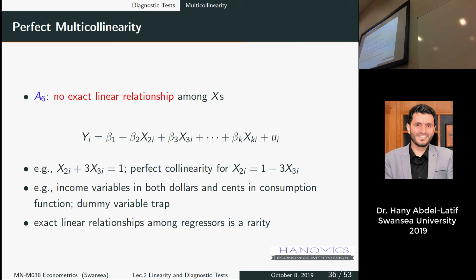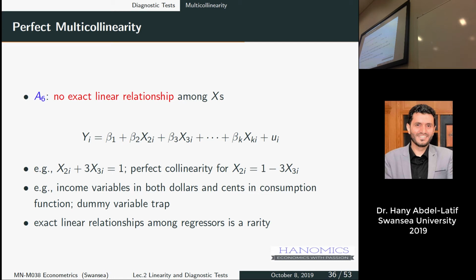Just a silly example: if you put the income variable twice, measured in dollars and measured in cents, it's the same variable. Or what I was talking about 2 minutes ago, what we call the dummy variable trap. If you included the constant and you have 2 groups and you included 2 dummies. Remember, what is the rule of thumb we said? G minus 1, number of groups minus 1.